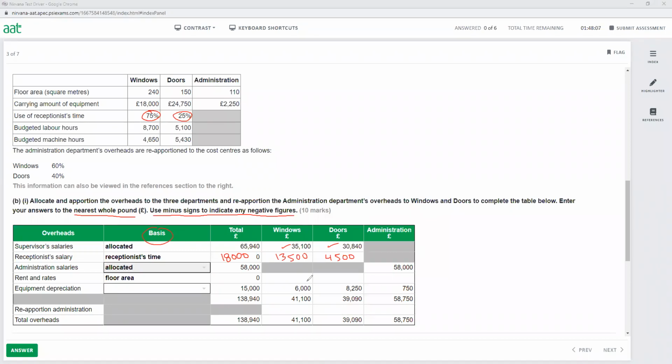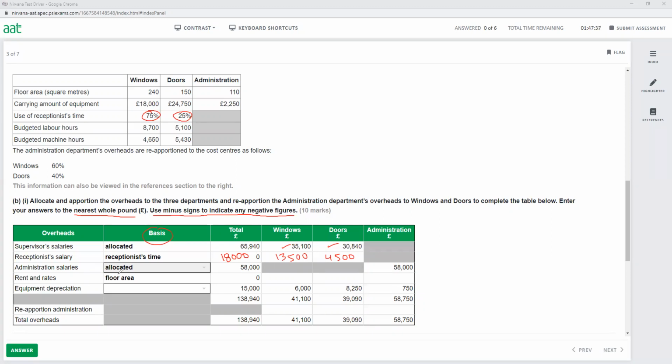apportion it. Remember that we only apportion it when the same overhead belongs to different departments. If one overhead belongs to only one department, we don't have to do anything. But if the overhead belongs to different departments, then you have to apportion it. For example, the rent belongs to all the three departments, then you have to split the rent. But if I know this salary belongs to only this department, I don't have to split anything. All right, the next one we have rent and rates.